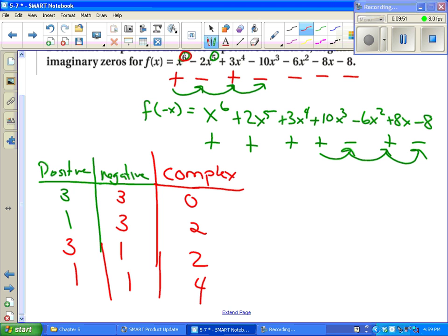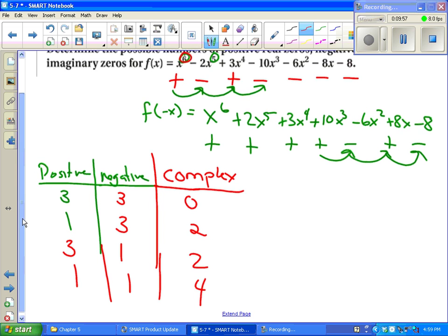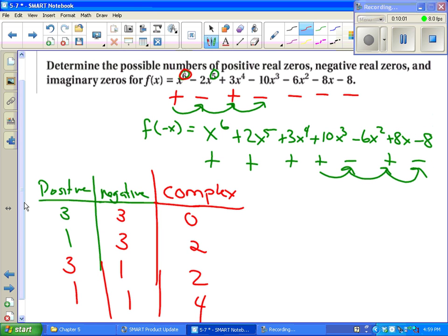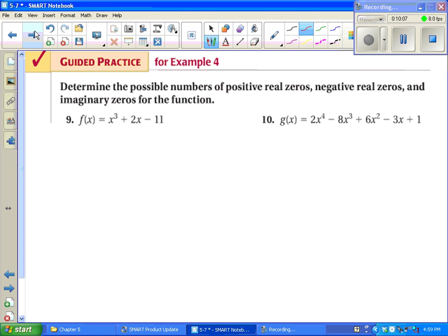So here's the different scenarios that might happen. Any one of these 4 might happen. We don't know which one. It'd take a lot more investigating to figure it out. That determines the number of possible positive real zeros, negative real zeros, and imaginary zeros. Try this on your own using Descartes' rule of signs, or you can do that later.